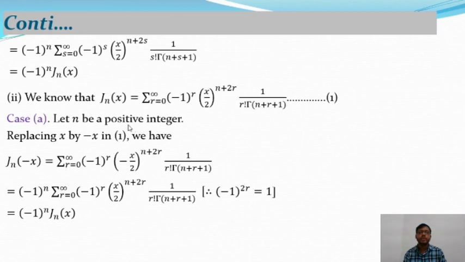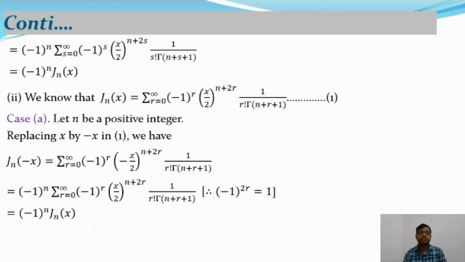Okay, so when n is a positive integer, replacing x by minus x in equation 1, we get g of minus x is equal to the summation over r from 0 to infinity of minus 1 whole to the power r, into minus x by 2 whole to the power n plus 2r, into 1 by r factorial into gamma n plus r plus 1.